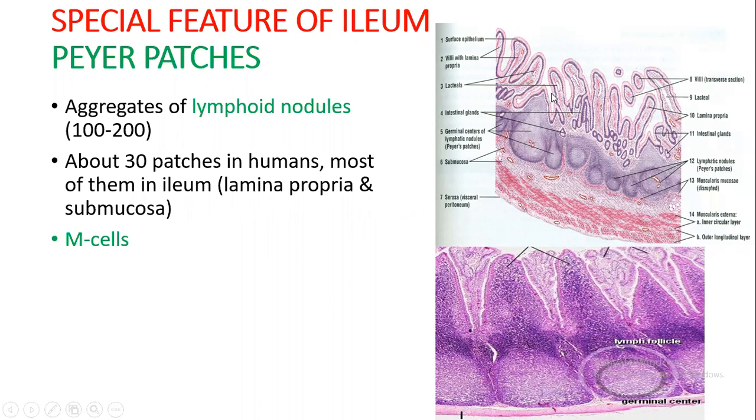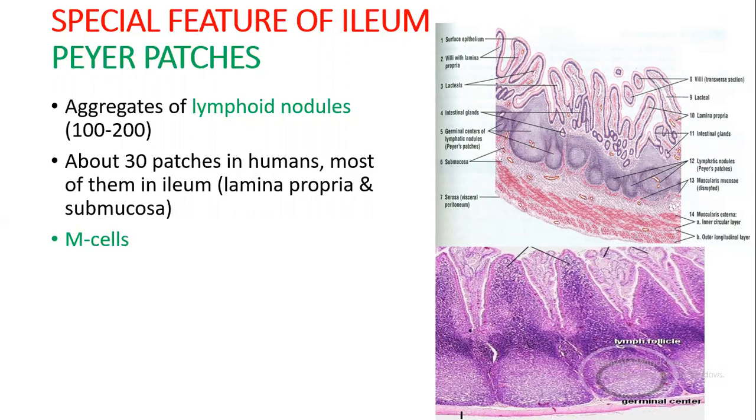Here it is club-shaped villi, and over the Peyer's patches you have a special epithelial cell known as microfold cell, M cell. Villi are covered by absorptive cells and goblet cells, but the epithelium over these Peyer's patches is covered by microfold cells. So the presence of club-shaped villi, lymphoid follicles and M cells helps you identify that this is ileum. Ileum has Peyer's patches, which are aggregates of lymphoid nodules, about 100 to 200.